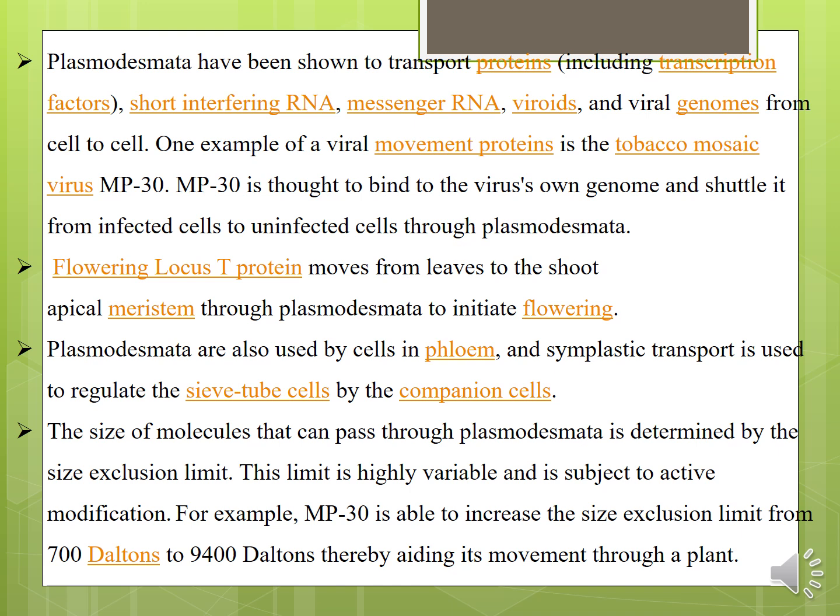And plasmodesmata have been shown to transport proteins. So these are all the things which I have mentioned to you earlier. And it is used by the cells in phloem and symplastic transport, used to regulate the sieve tube cells by the companion cells. And the size of the molecules that can pass through the plasmodesmata is determined by the size exclusion limit. And this limit is highly variable and is subject to active modification. For example, a viral movement protein is able to increase the size exclusion limit from 700 daltons to 9400 daltons, thereby aiding its movement through a plant.